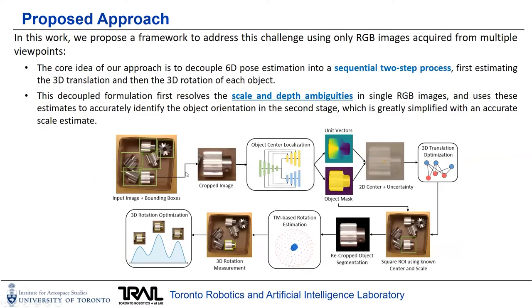That's why, in our work, we propose this framework to address all these challenges using only RGB images from different viewpoints. The core idea of our approach is the explicit decoupling of object translation and rotation.